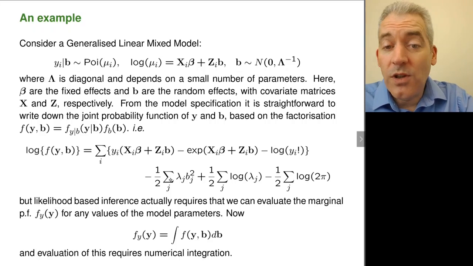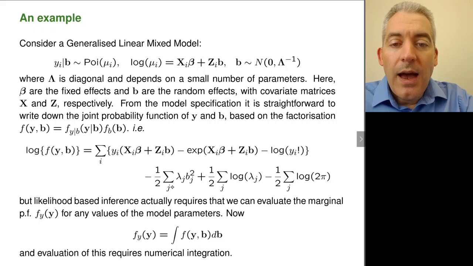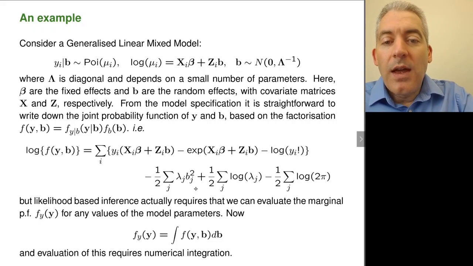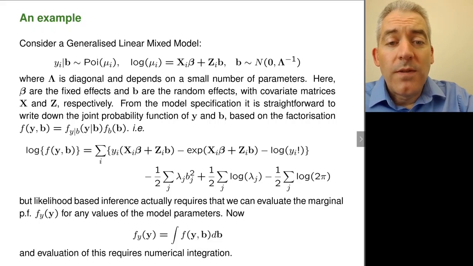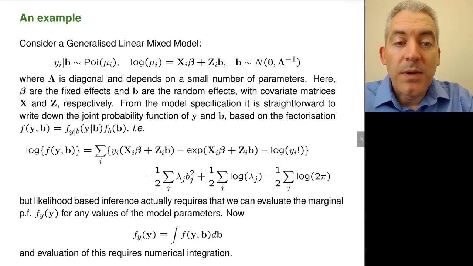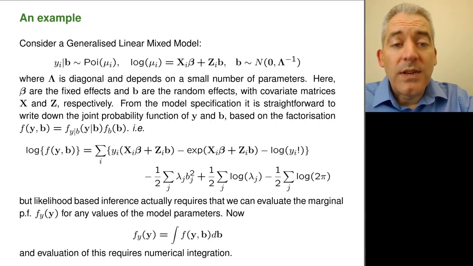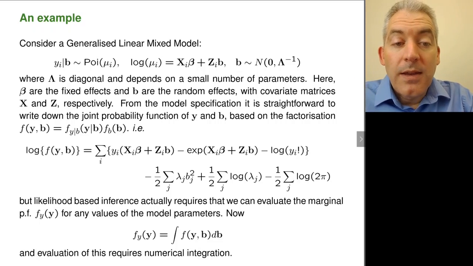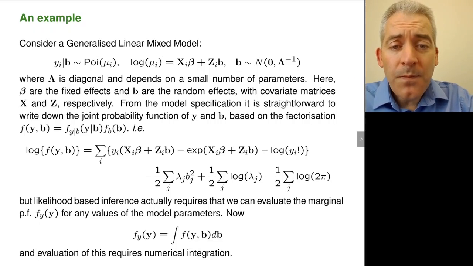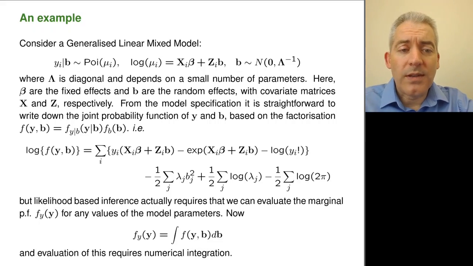So this is just the log of your independent Gaussian distribution, which is your marginal for B. Okay, so we've got the Poisson likelihood on the top, and the Gaussian likelihood for the B's on the bottom. So this is our joint likelihood for Y and B. And of course we're working with a log as ever.